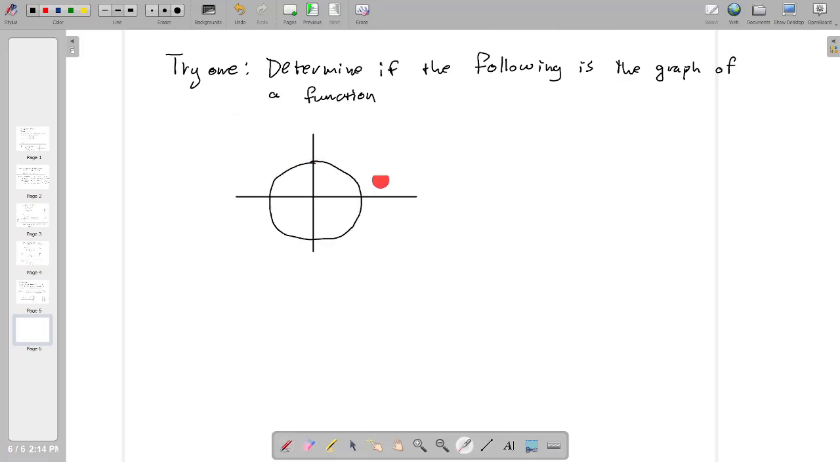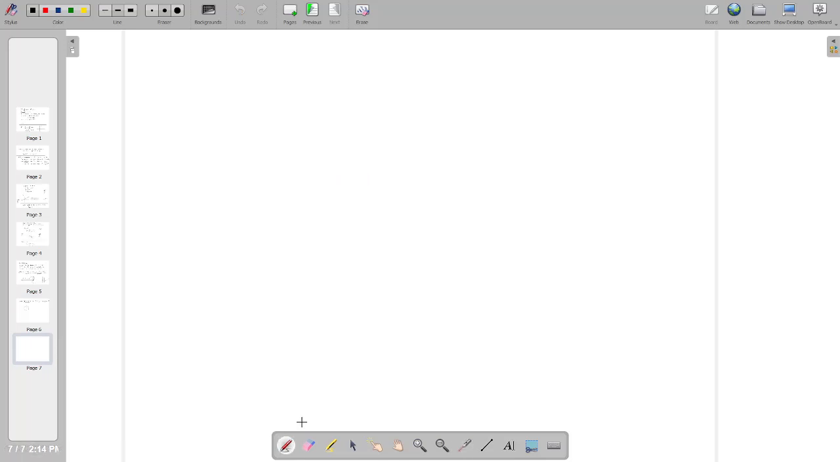All you needed to do is determine if this curve is a function or not. The last thing that I want to talk about is what different types of graphs look like, so that we have an idea when we go in and graph them.